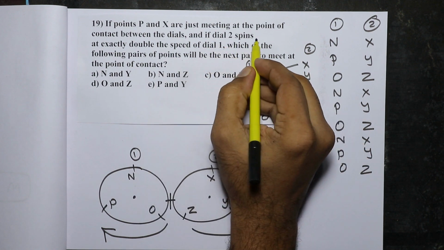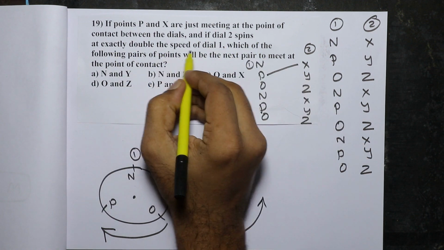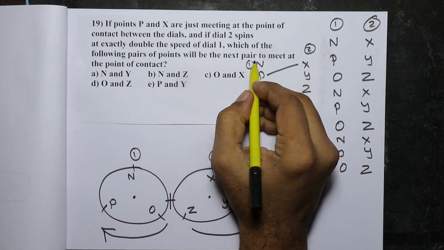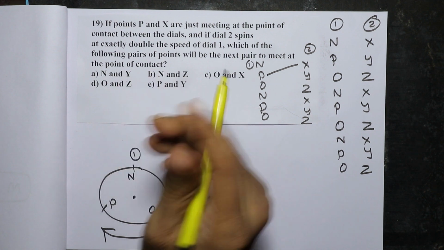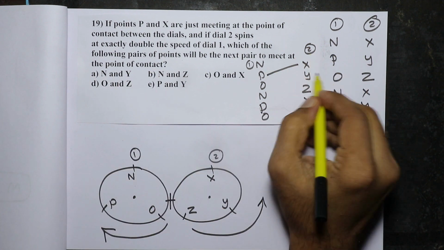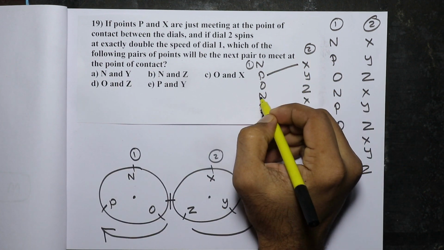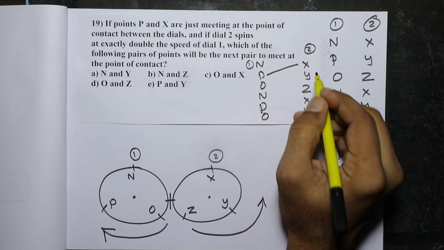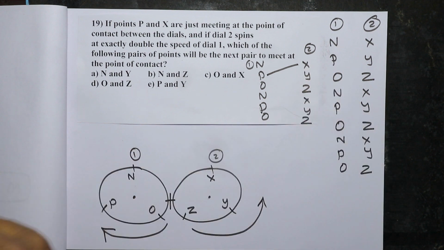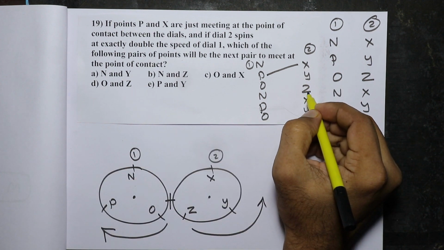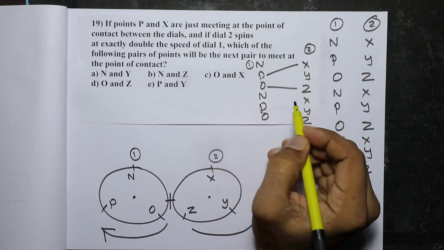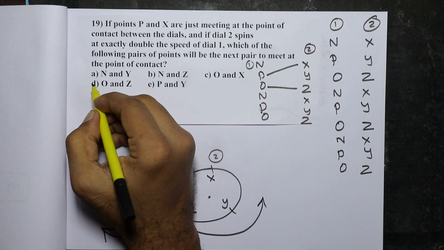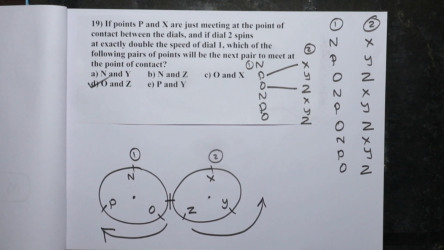And if dial 2 spins at exactly double the speed of dial 1, which of the following pairs of points will be the next pair to meet at the point of contact? Now dial 2 spins at double the speed of dial 1. In dial 1 the next point will be O. And then dial 2 will move 2 points, so Y and Z. So it will be O and Z. So the next pair will be OZ. So option D, OZ is the right answer.